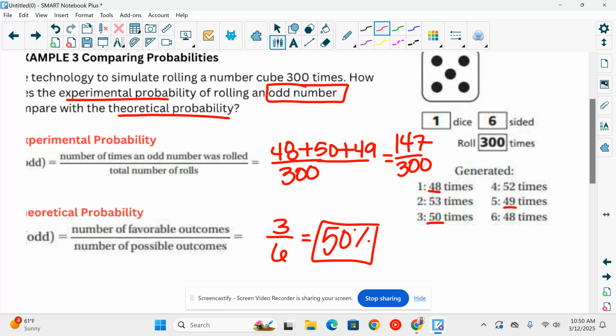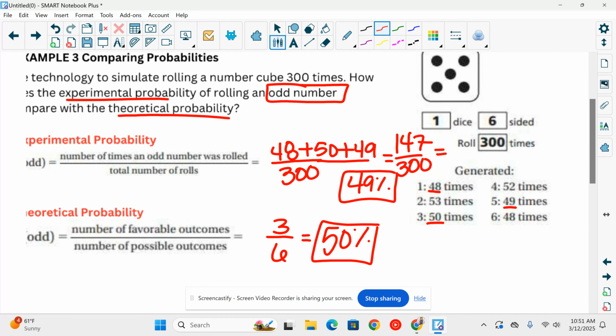Alright, Bailey, what'd you get? 49%. What do we notice about these percentages? Oh, well, no, we're not talking about likelihood, you're right. They're close to 50. They're really, really close to each other, right? How far off is our experimental from our 1%?